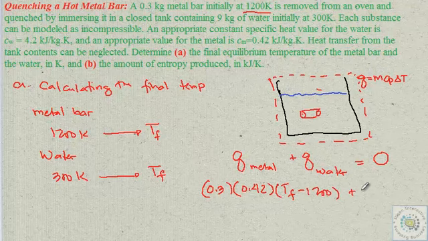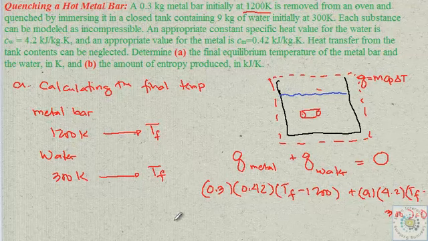How about for the water? The water is 9 kilograms times the c_p of water, 4.2, and delta T of water is T final minus the initial temperature of water, which is 300 Kelvin. So that is equal to zero, and therefore we will be able to compute.